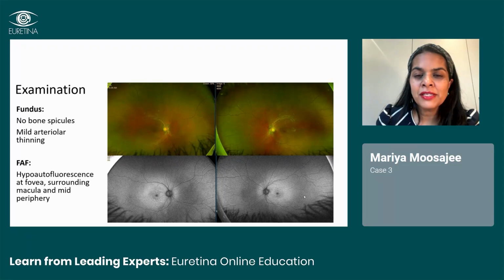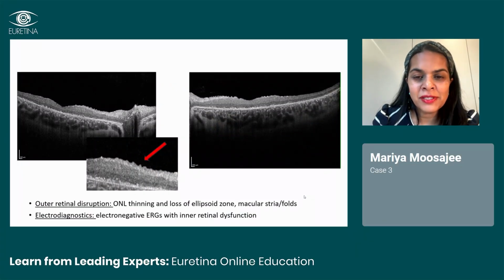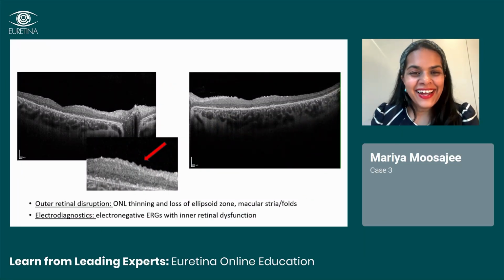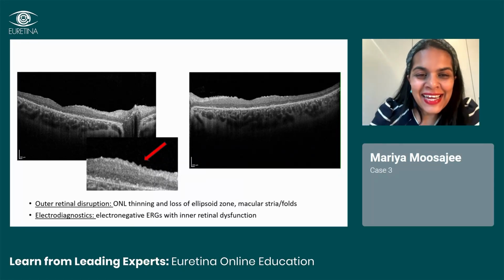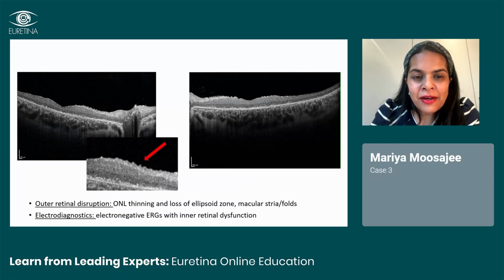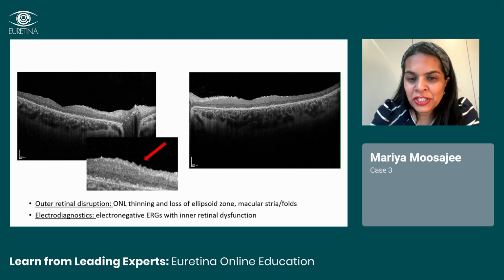I'm just going to keep going because I've realized that my next slide is just the OCT. So the OCT, as you can see, shows outer retinal disruption with outer nuclear layer thinning, loss of the ellipsoid zone, it's broken up there, and then these kind of weird corrugated macular stria folds. We did electrodiagnostics and we found electronegative ERGs with inner retinal dysfunction.